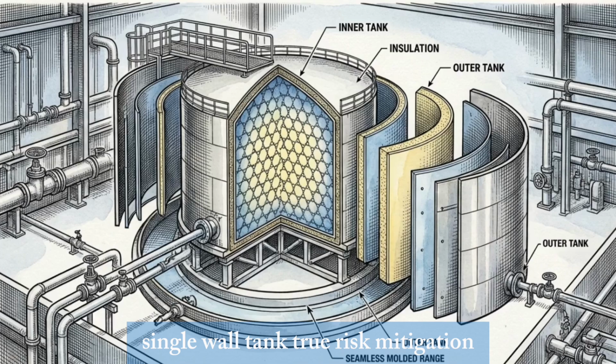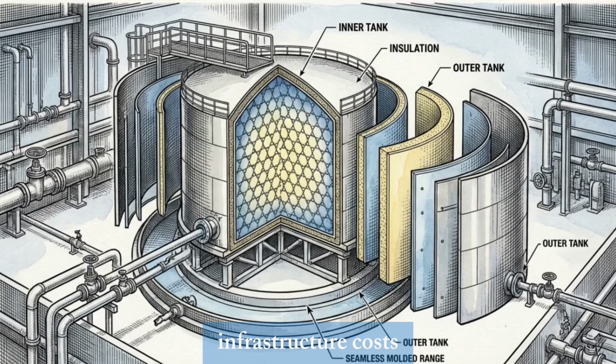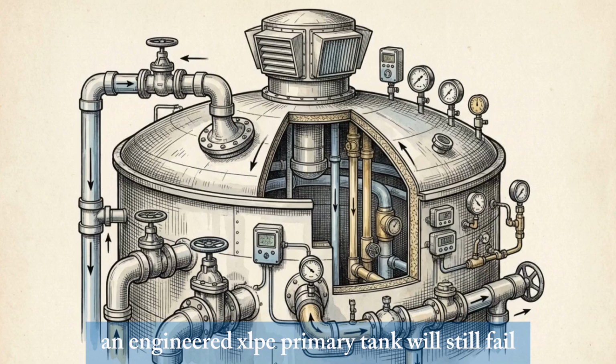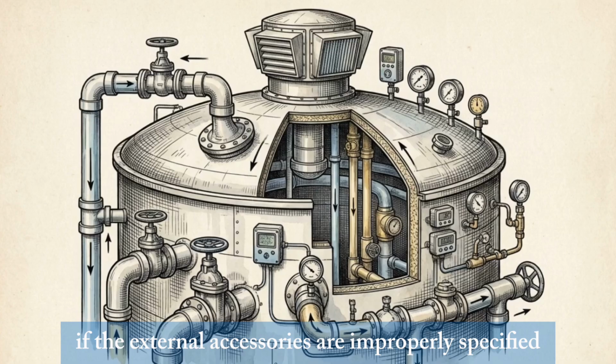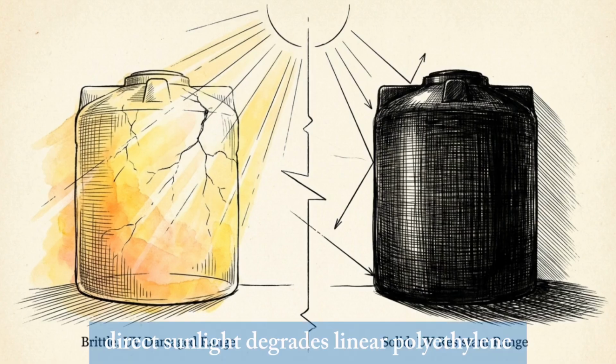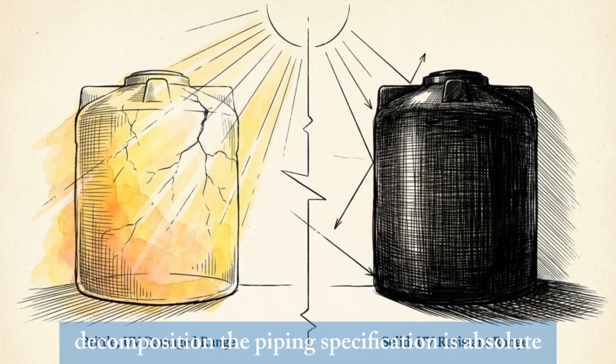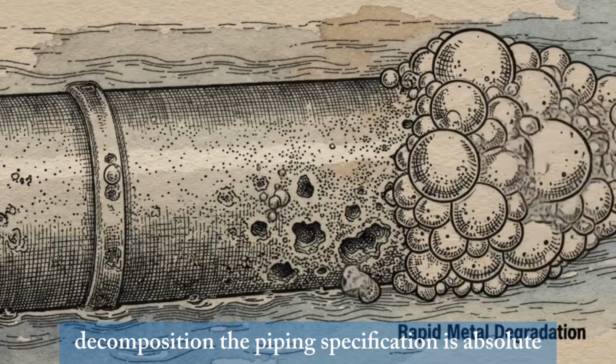True risk mitigation means internalizing secondary containment to eliminate external environmental liabilities and bypass tens of thousands of dollars in concrete infrastructure costs. An engineered XLPE primary tank will still fail if the external accessories are improperly specified. For outdoor installations, the tank shell must be opaque. Direct sunlight degrades linear polyethylene and rapidly accelerates sodium hypochlorite decomposition. The piping specification is absolute.